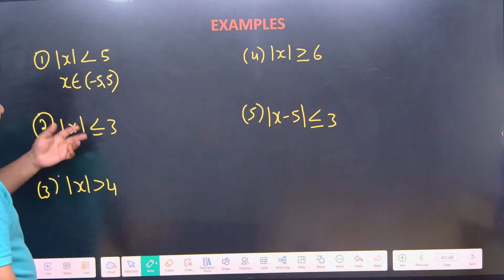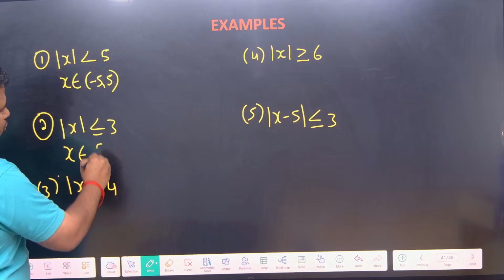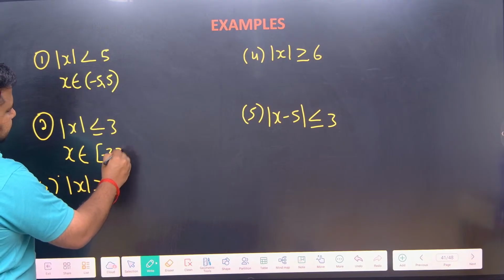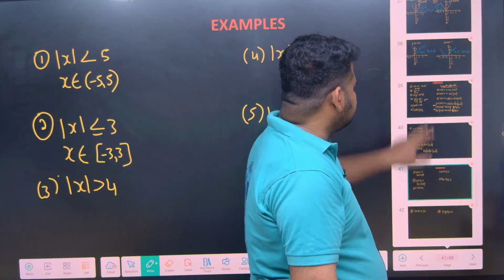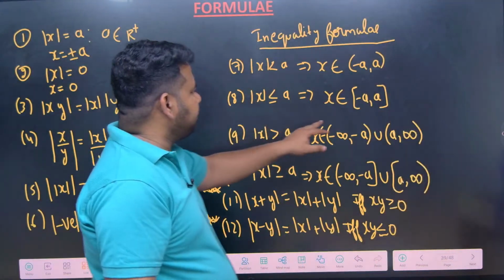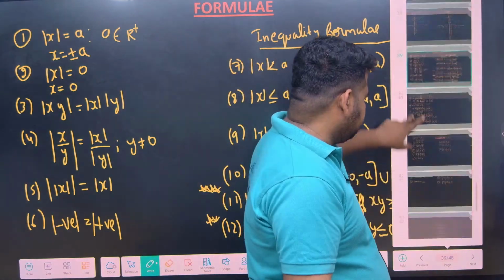Now mod x is less than or equal to 3. Then what should I write? x belongs to closed interval minus 3 comma 3. See here, look at the property here: mod x is less than or equal to a means x belongs to closed interval minus a comma a. That is what I did here.